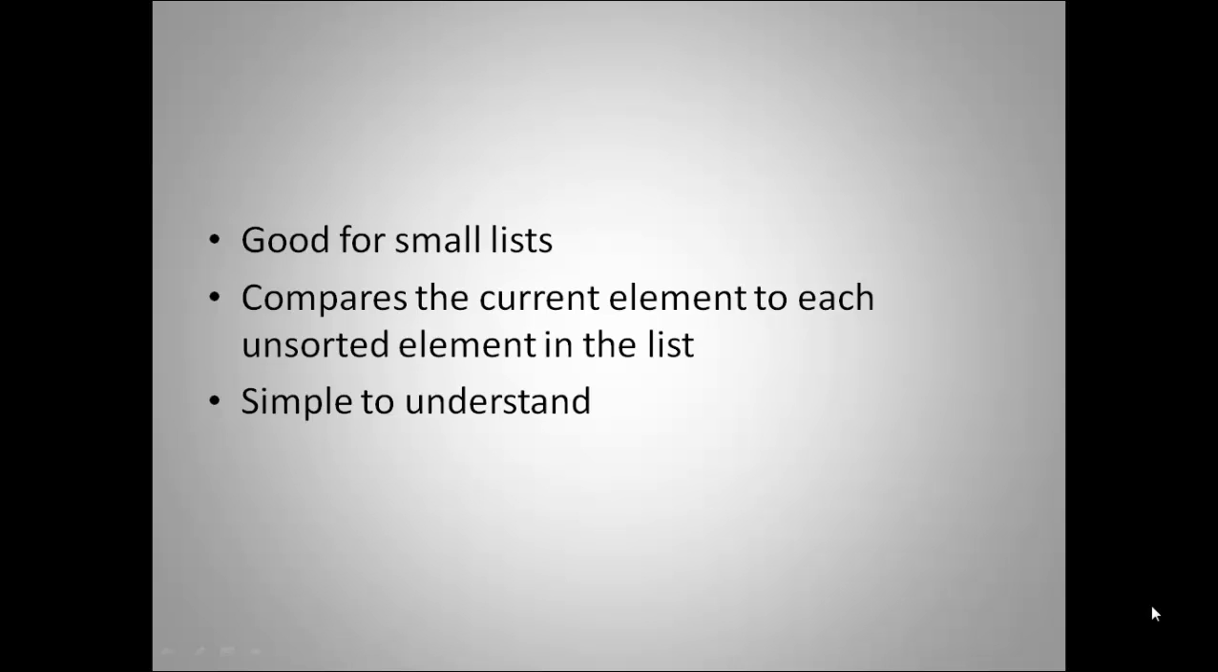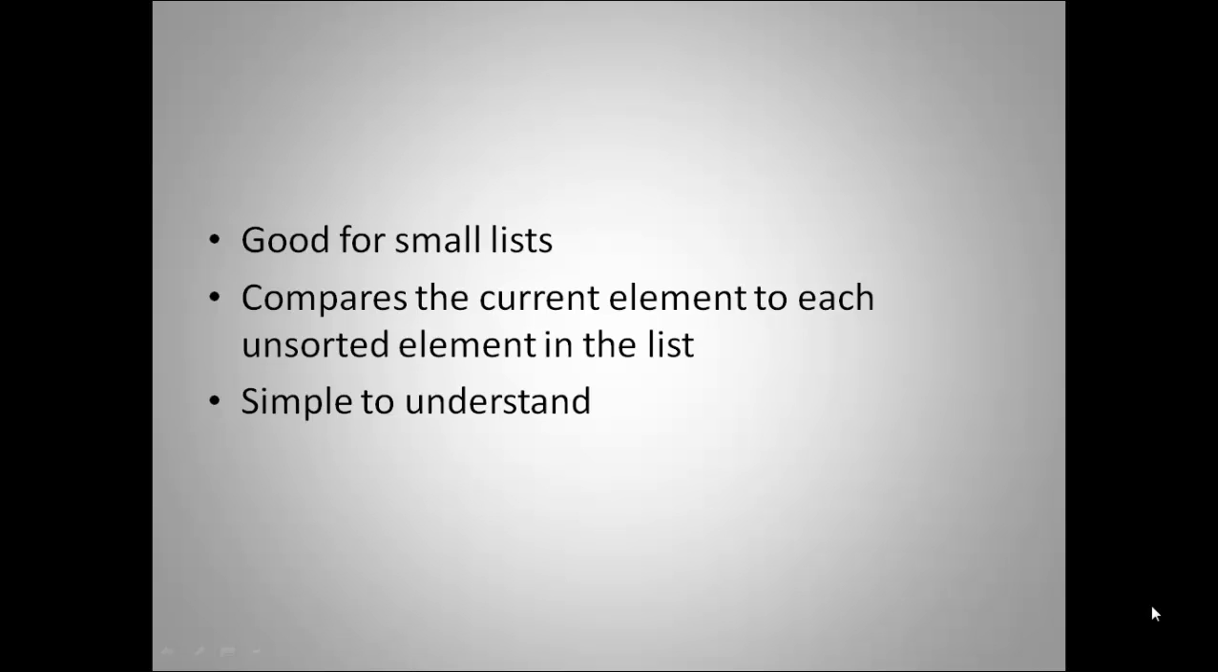A selection sort is ideal for small lists. Let's say you had a list of people that were going to come to your party, about 10 people. A selection sort would be good for ordering these people by age or by name. However, if you had a list of about 10,000 people, or maybe even 10 million people, it would take a long time. It compares the current element to each unsorted element in the list, and it's quite simple to understand.